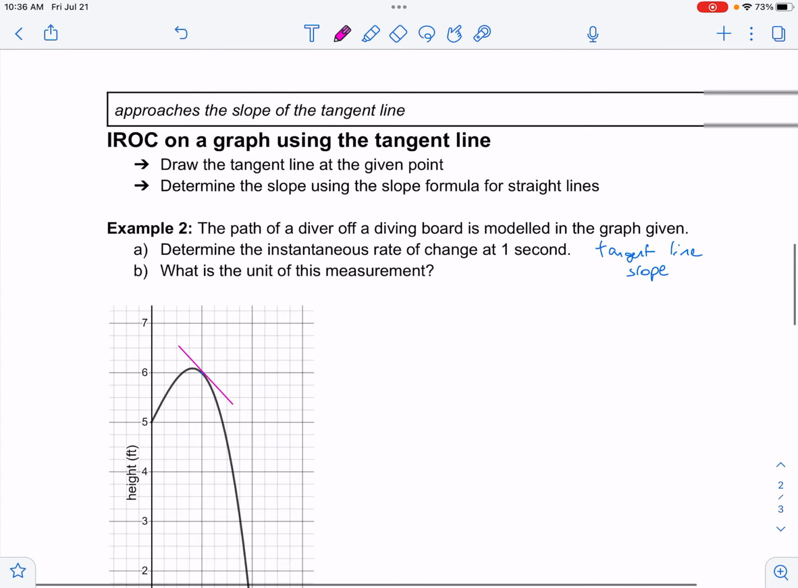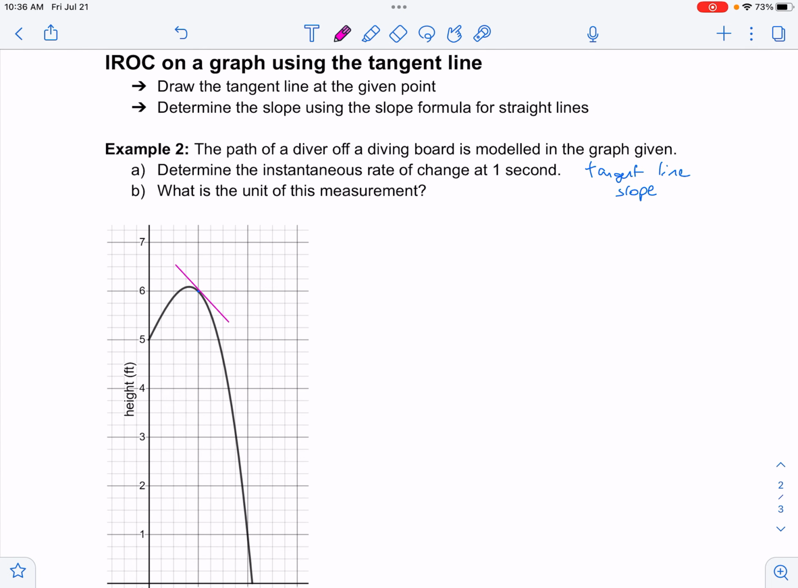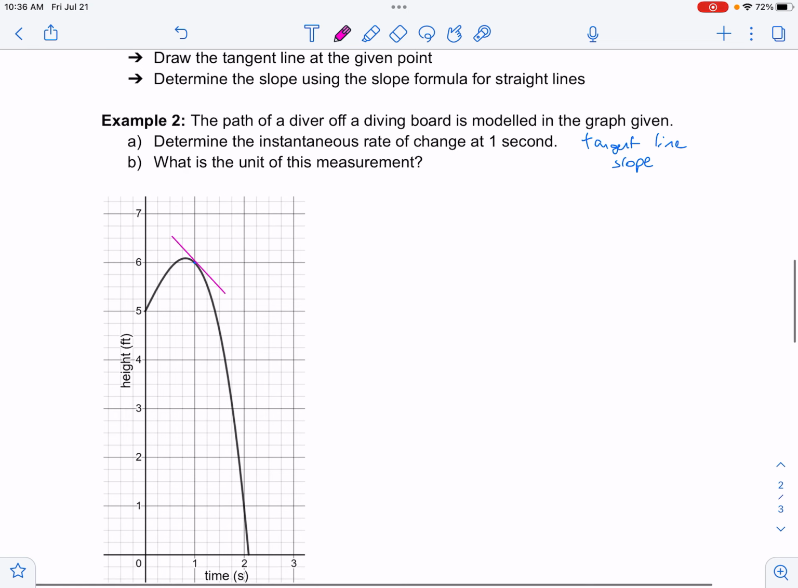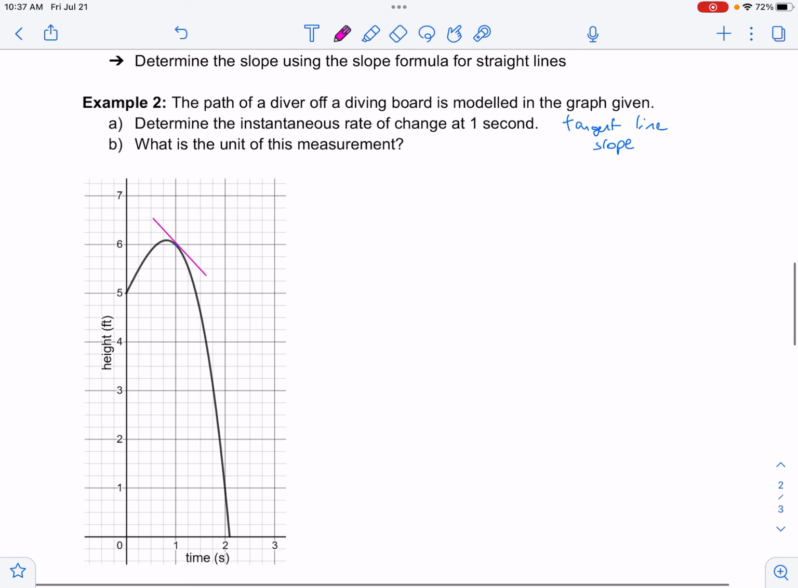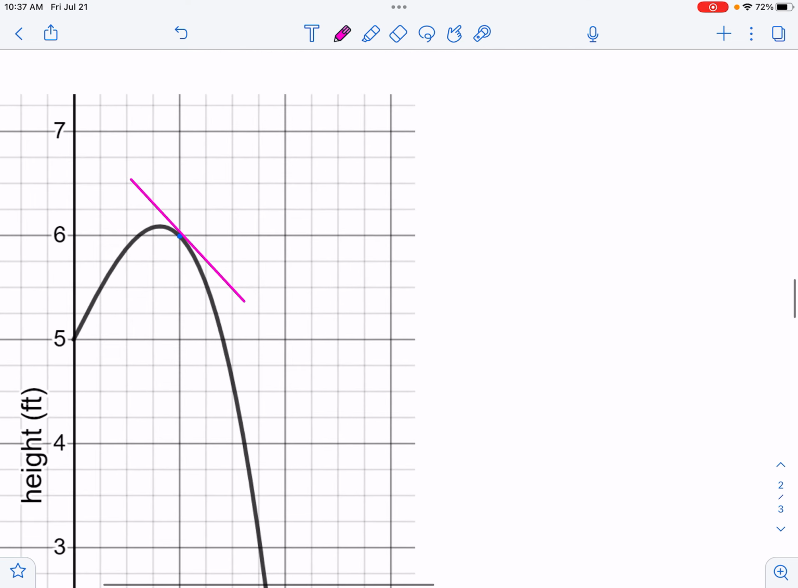So an IROC on a graph, what we're being asked to find here is the instantaneous rate of change using the tangent line. We're going to use this tangent line that we have sketched to help us figure out what the instantaneous rate of change is at this 1 second. I've drawn the tangent line as best as I think I can. I'm just going to extend it here in both directions, just a touch.